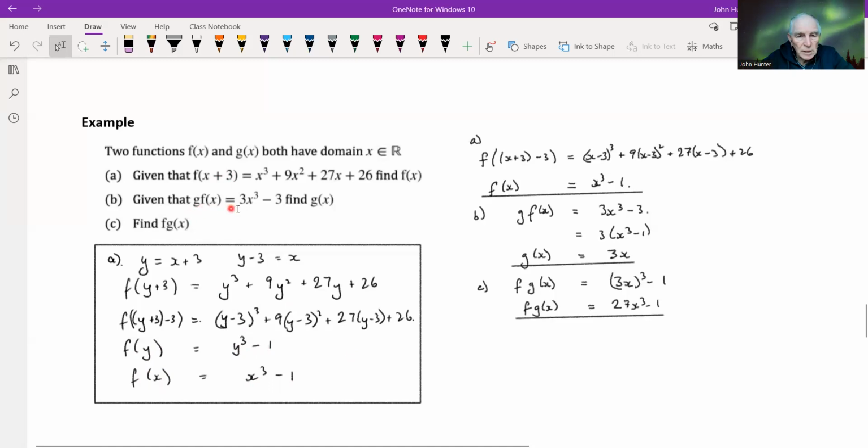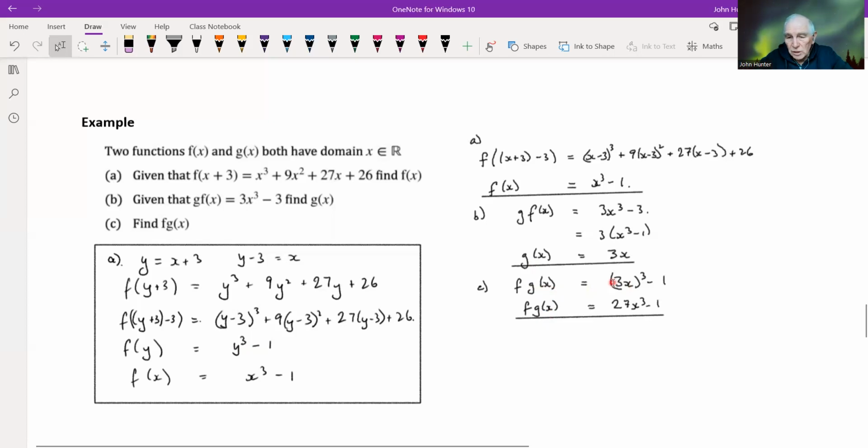Okay, given that g of f of x equals 3x cubed minus 3, find g of x. Now, it's not necessarily that easy to do that, but in this situation, I think we can see that if we factorize 3 out, we get this expression 3 into x cubed minus 1, and therefore g of x is going to be 3 of x. And I think we can see that if we then take our f, which is x cubed minus 1, and put it into every occurrence of this, we're going to get 3x cubed minus 3, and that will be g of f of x. And f of g of x, well, we're doing the opposite.